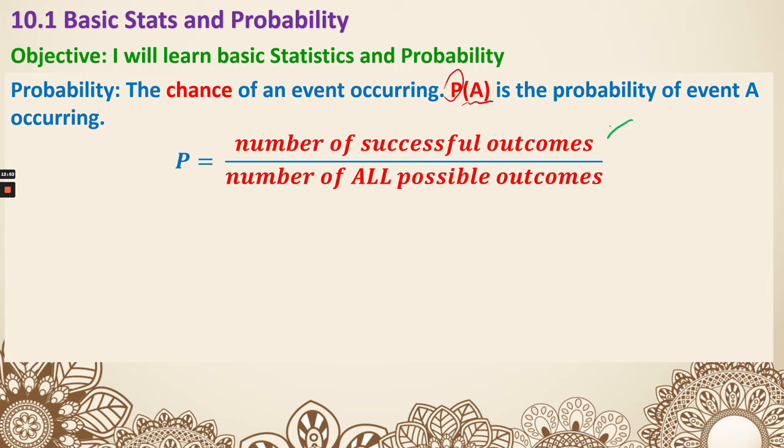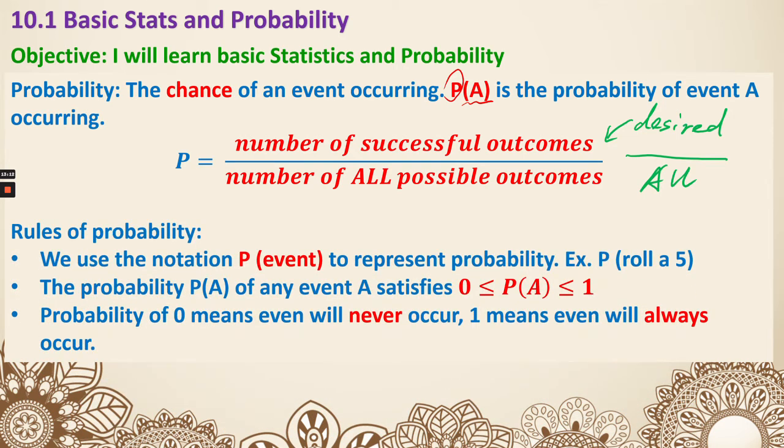So the top one, successful, I actually prefer to call it desired event. Like, for example, we want it to rain tomorrow, let's say. We want to find out if it's going to rain tomorrow, so that's our desired. The bottom, it would be the all. So desired over all. There's some rules with the probability, and let's have a look.